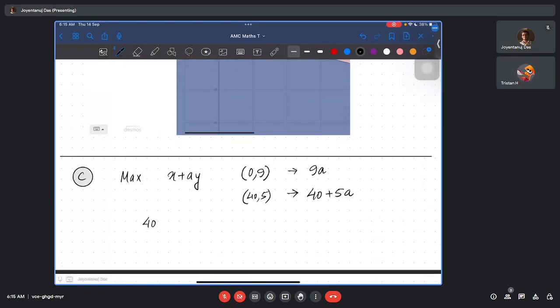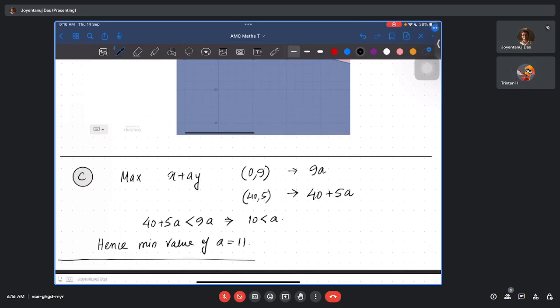So 40 plus 5a has to be strictly less than 9a, so a has to be strictly greater than 10. Mathematically you can write it like this. That makes it a clear argument. Okay, I see. Hence the minimum value of a is 11.